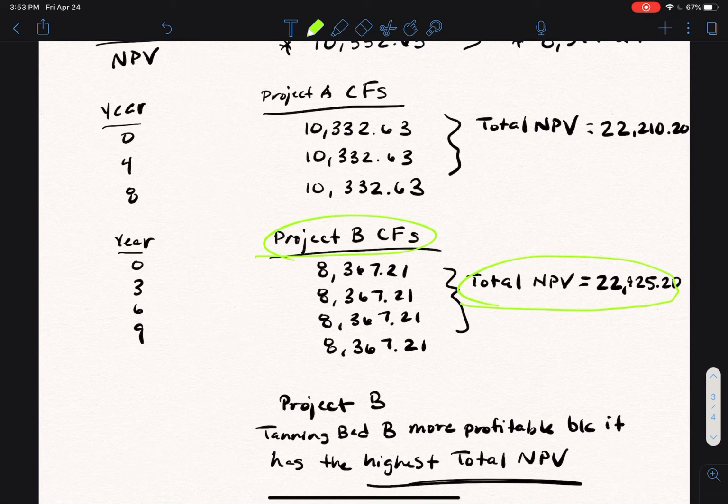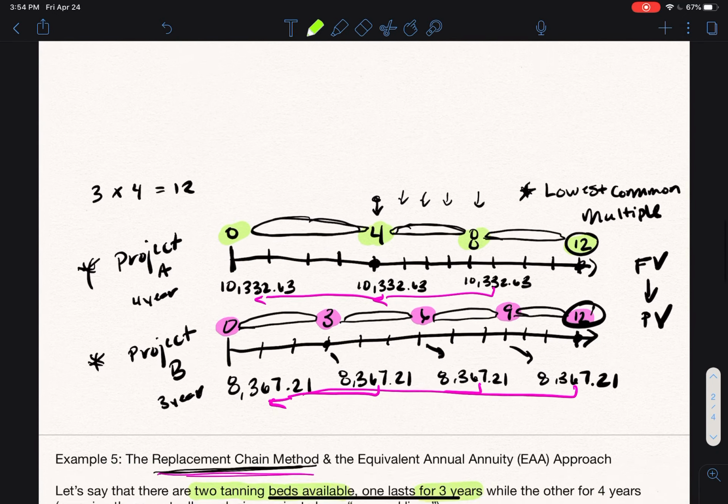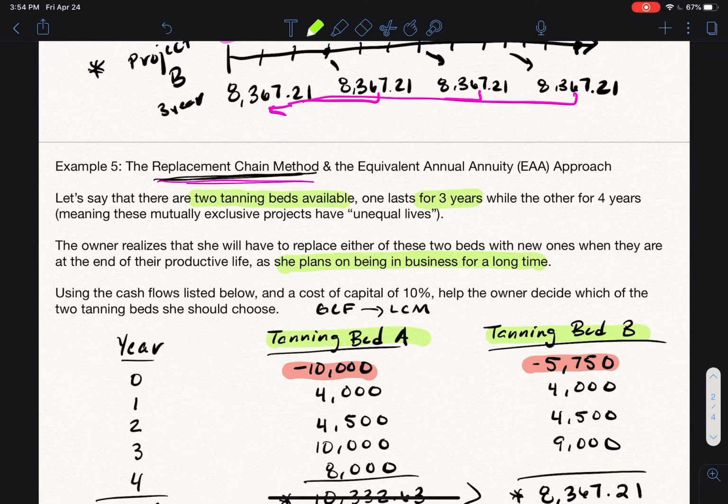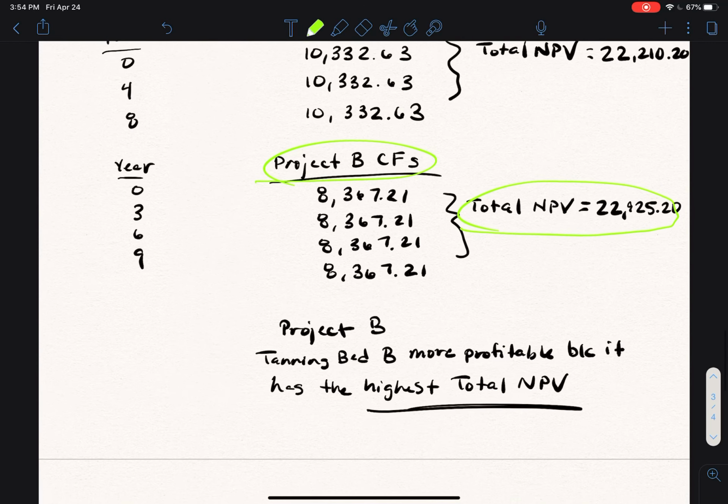Okay, so that is the longhand. Actually, that wasn't even the longhand. There's an algebraic way that we could have solved that. I used the calculator. But that still is the longhand way to compare two mutually exclusive projects that have different or unequal lives. The second method is called the equivalent annual annuity approach. So that's the other method that I'm going to demonstrate.